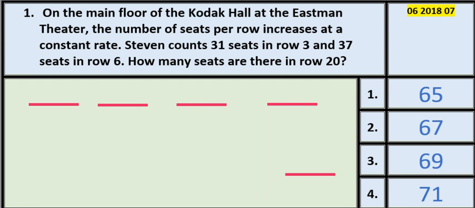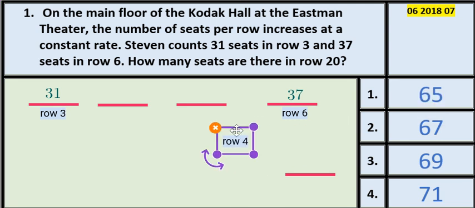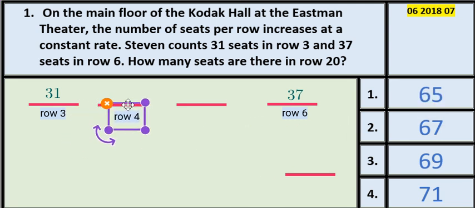So notice my lines below are there to represent the different rows. So the number of seats is above the line and which row is below. So 31, then I skip a row, another row, and then I get to 37 for row 6. So obviously the two missing rows are rows number 4 and row number 5.